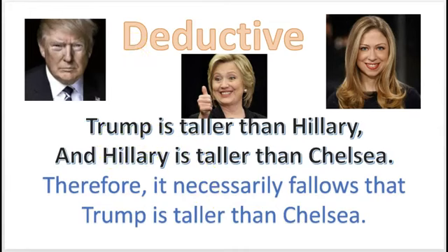For example, a hypothetical syllogism would be, if the forests are being destroyed, then certain animal species will die. Forests are being destroyed, therefore certain animal species will die.